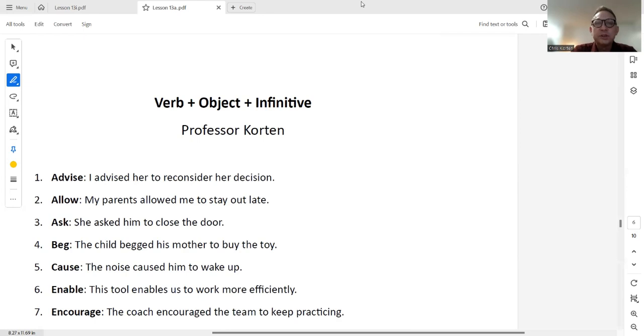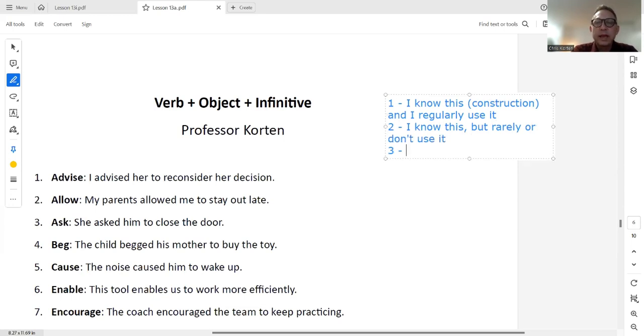Now, here's what I want you to do. We have 3 categories. The first category is, I know this construction and I regularly use it. The second option is I know this construction, but rarely or don't use it. And then finally, the third category is I confuse this construction and need to work on it. Now, what I want you to do is actively note, we're going to go through all of these meticulously, line by line, and I want you to ask yourself with each of these, honestly, does it fall into category 1, 2, or 3? Now, with category 1, you're good. You don't need to do anything.